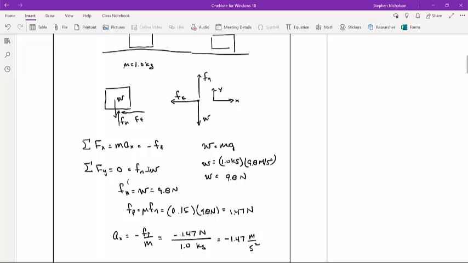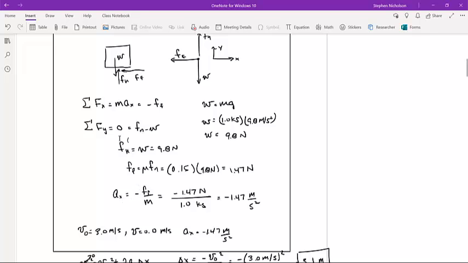The Y component of the force has two forces: the normal force and the weight. So Newton's second law says that the normal force equals the weight, and the weight is the mass times the acceleration due to gravity. So it's 9.8 newtons. The friction force is going to be 9.8 newtons times the friction coefficient, which is 1.47 newtons, which is positive.